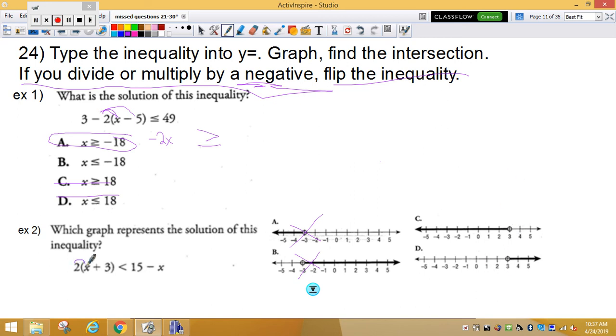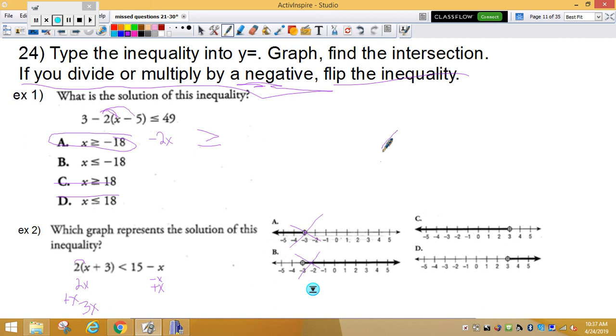Now, here when I distribute, I'm going to get a 2x. And this is a minus x. To move this minus x to the other side, I would do a plus x, right? So on this side, it gives me a 3x. Well, that's not a negative. So my inequality is not going to flip.